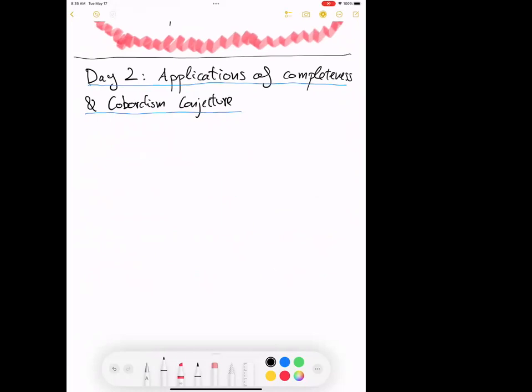So, for instance, somebody asked yesterday, I forget exactly who, about what the implications of this conjecture are for the standard model. Well, it does have some implications.